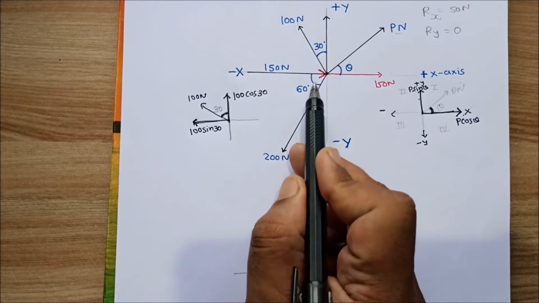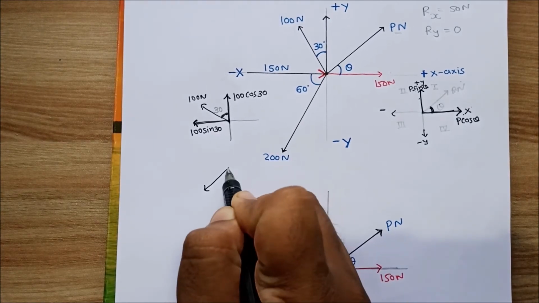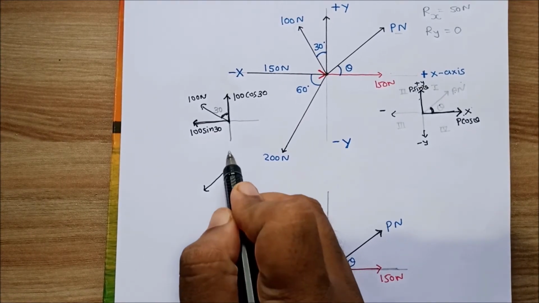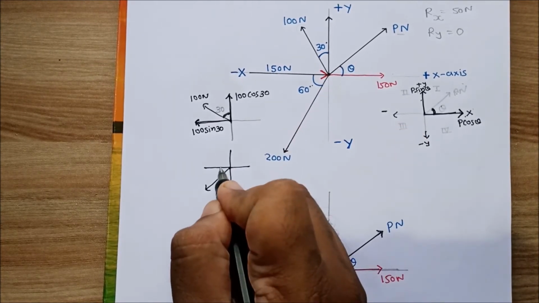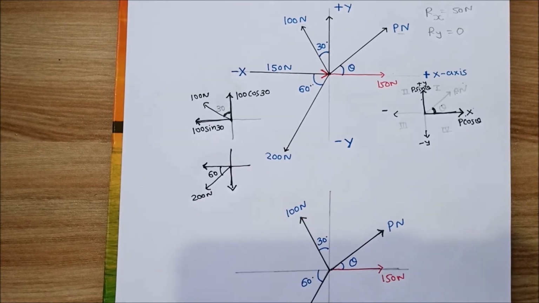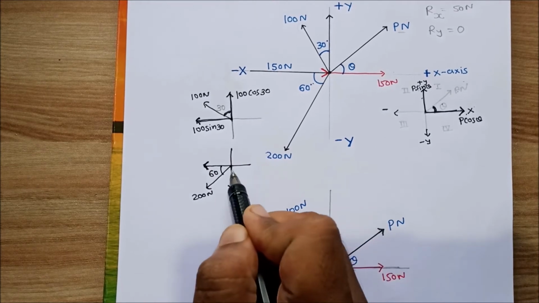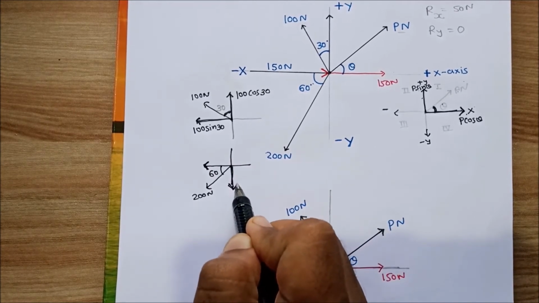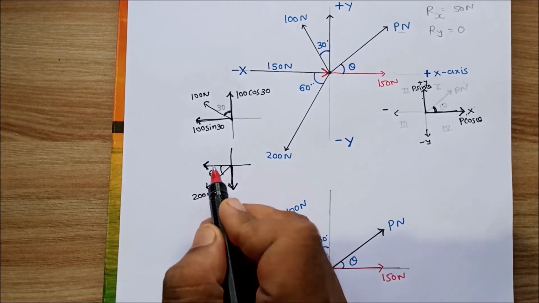Similarly, the 200 Newton force acts along this direction from this point. So divide this point into four quadrants. This angle is 60 degrees and the force is 200 Newton. So we get one component along the negative x-axis and one component along the negative y-axis. So here, this is the side adjacent to the angle.